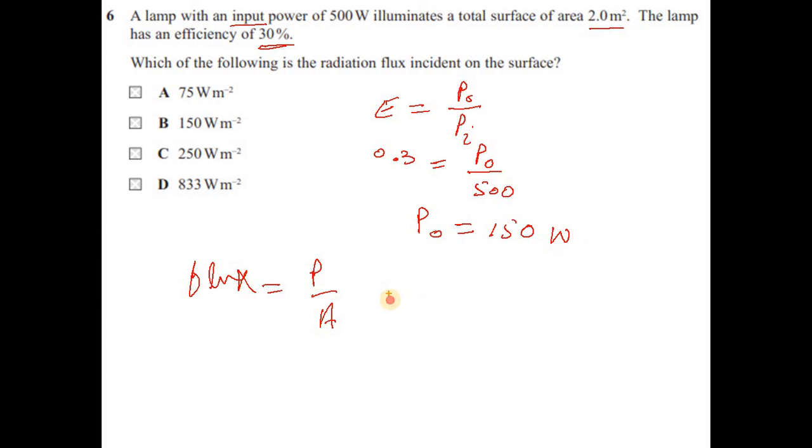So the flux is 150 divided by area, and area is 2 meters squared, so divided by 2. So flux is 75 watt meter minus 2. So option is A.